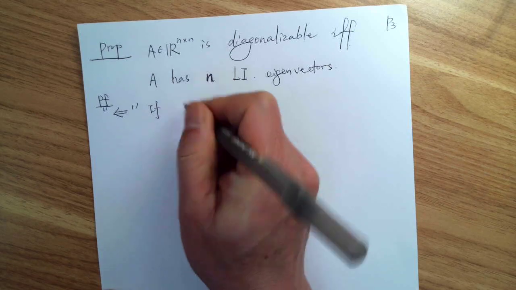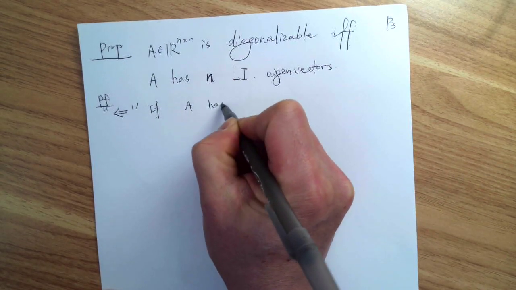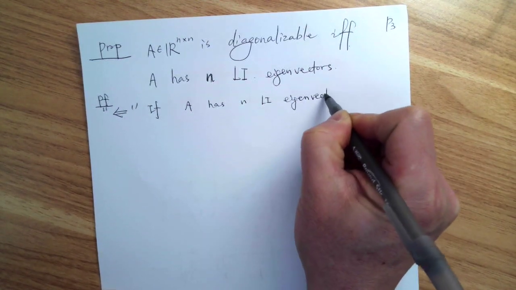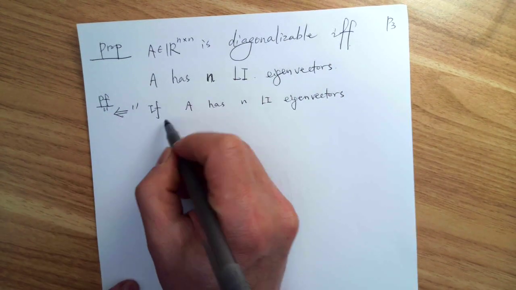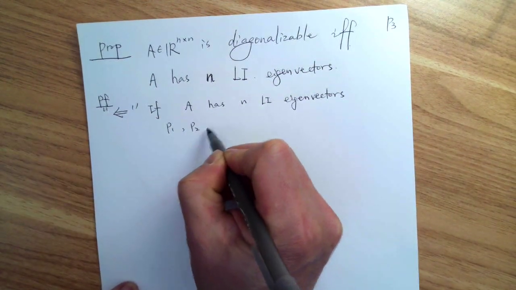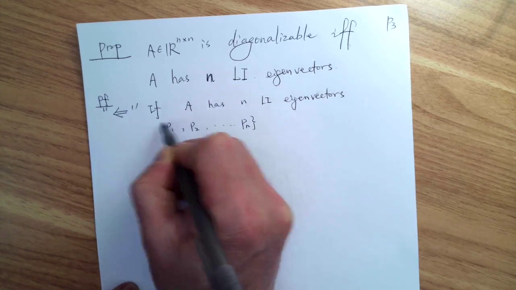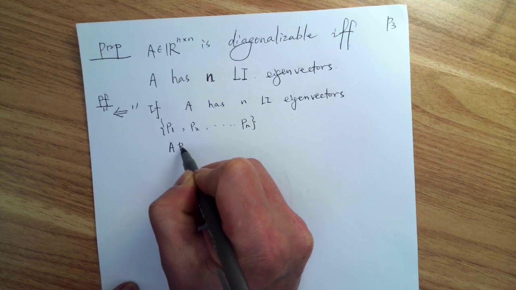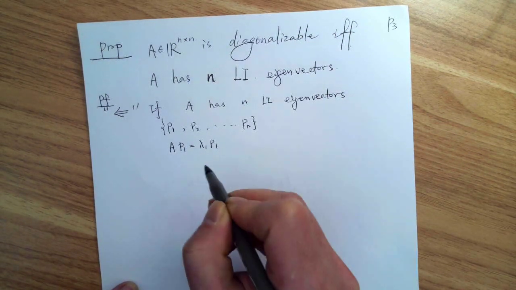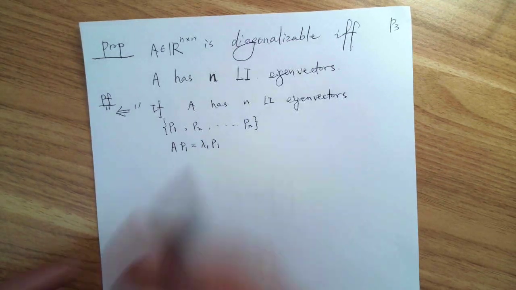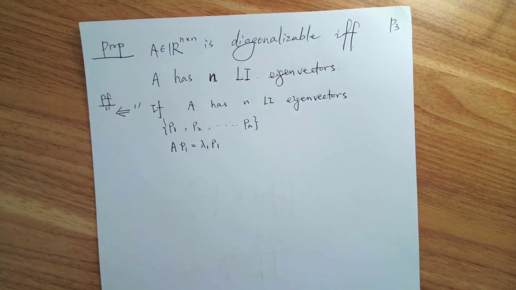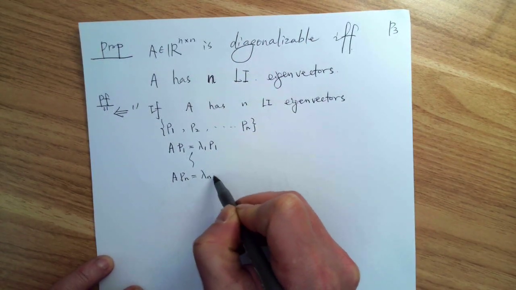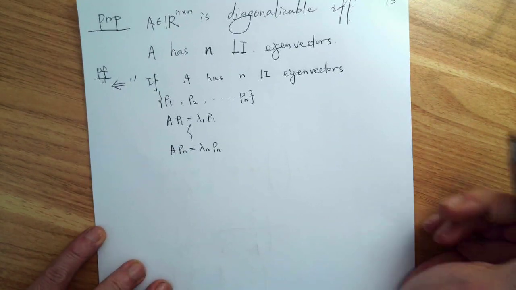So if A has n linearly independent eigenvectors, we can list them, name them p1, p2, up to pn, n many eigenvectors. Then of course for p1, by definition, it satisfies A p1 equals lambda 1 p1. So there's some number, an eigenvalue, corresponding to p1, right? So we call that lambda 1. And all the way down to the last one, which corresponds to some other eigenvalue.